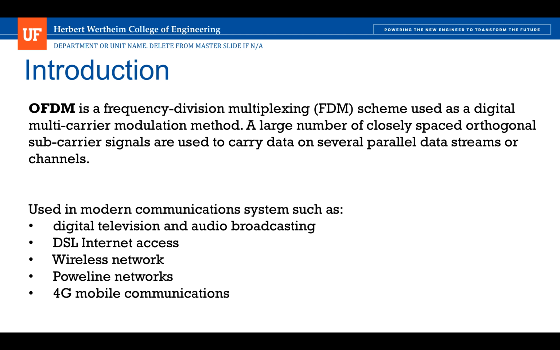OFDM is a frequency division multiplexing scheme used as a digital multi-carrier modulation method. A large number of closely spaced orthogonal subcarrier signals are used to carry data on several parallel data streams or channels. It is widely used in modern communications systems such as digital television and audio broadcasting, DSL Internet access, wireless networks, powerline networks, and 4G mobile communications.